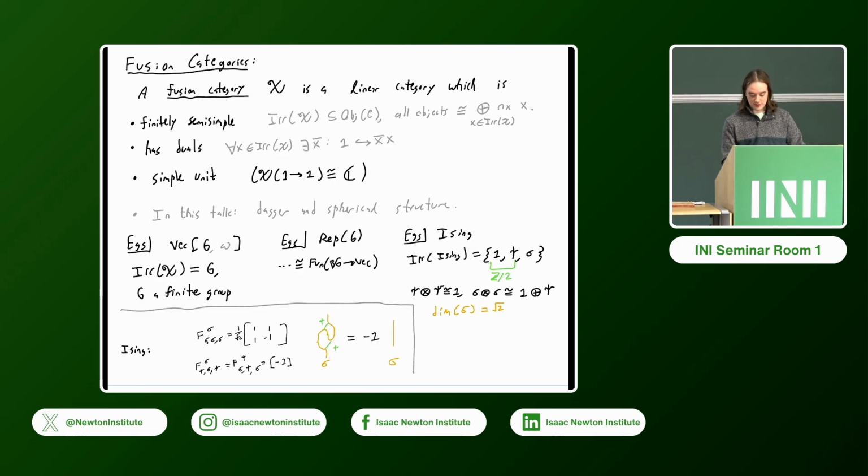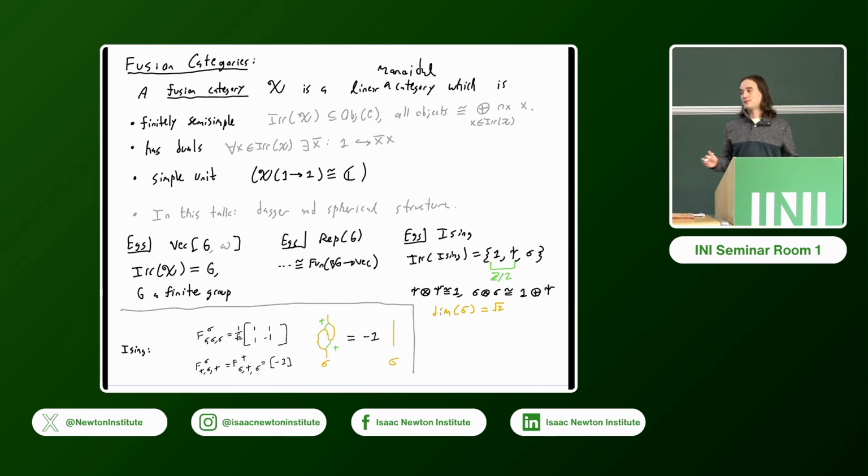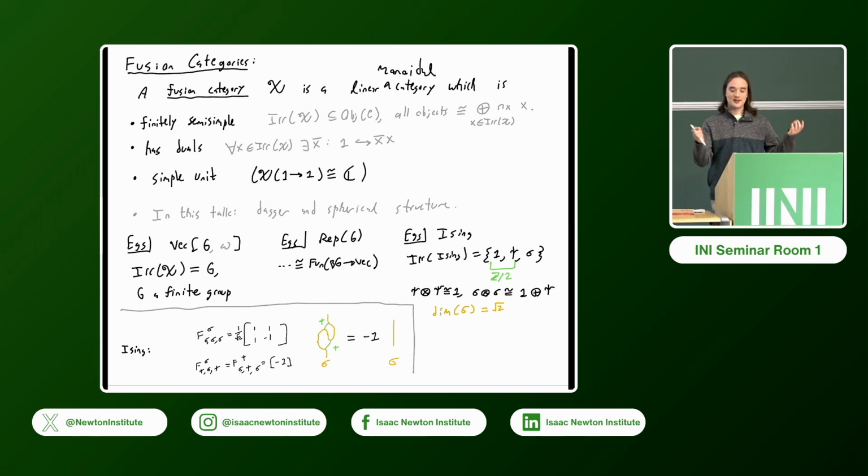Objects should also have a tensor product. I guess I ought to really have said a linear monoidal category. And every object should have a dual under the tensor product. So if I tensor that object and its dual, I get the tensor unit. Finally, this unit should be one of the simple objects.